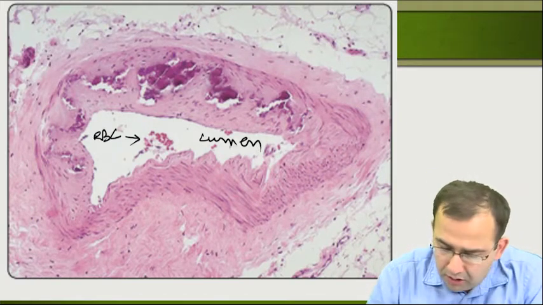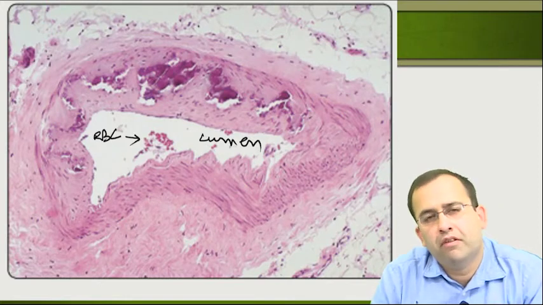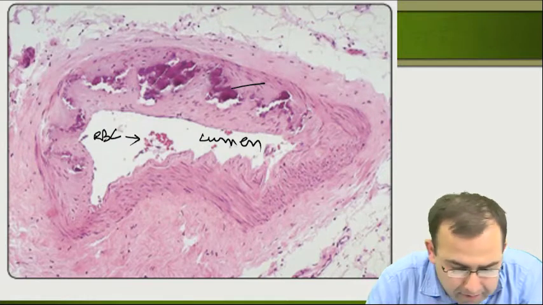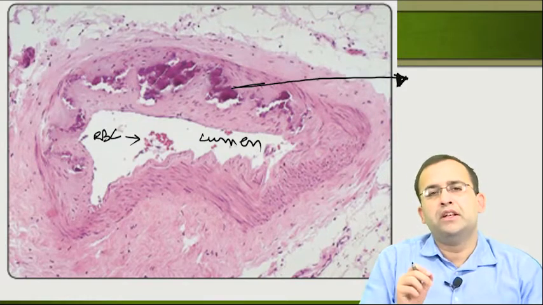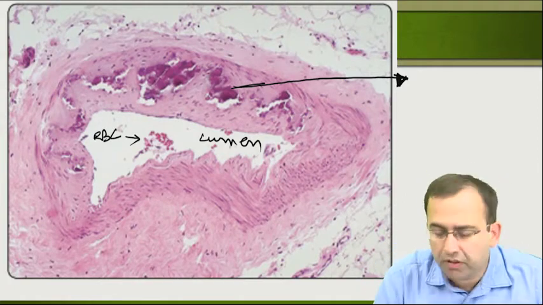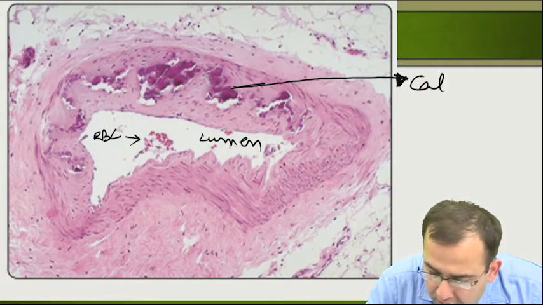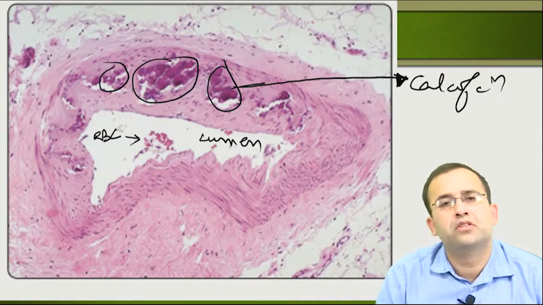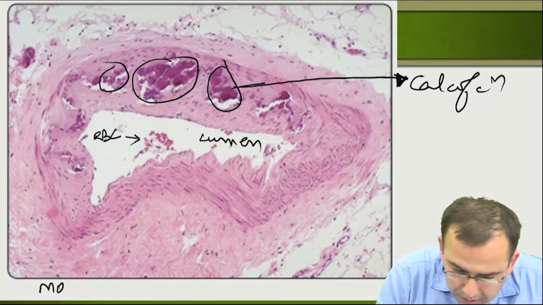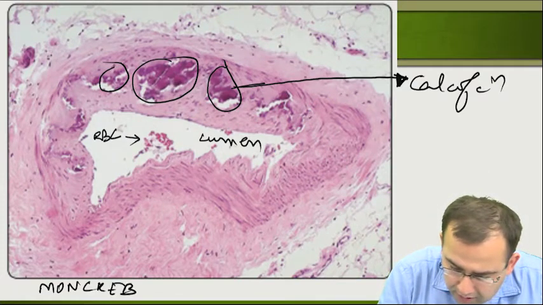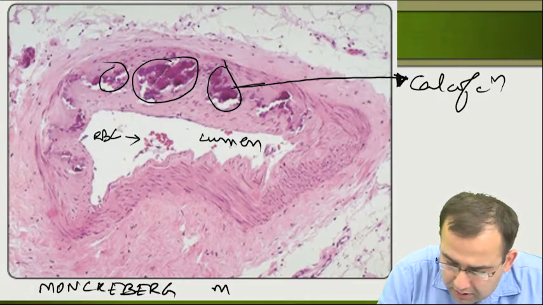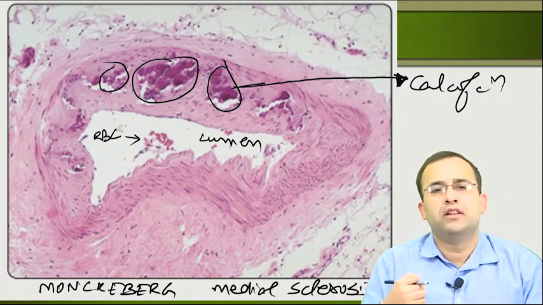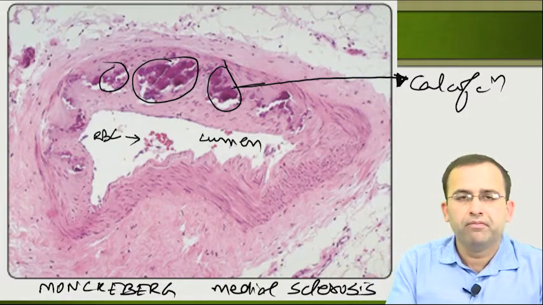It is a blood vessel showing various layers of the muscle wall. Where is the abnormality? The abnormality is in the tunica media, that is in the wall of the muscular artery, associated with calcifications. All these are the calcifications. So this is Monkeberg medial sclerosis, which is calcifications in the tunica media of the vessel wall.